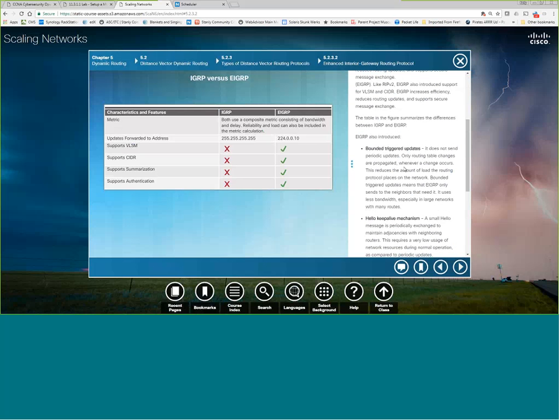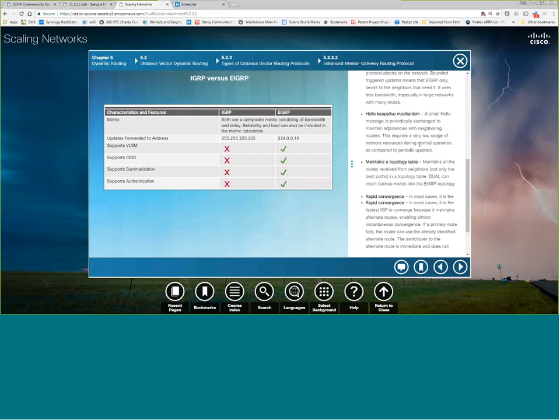EIGRP does, however, have some link state features, such as bounded triggered updates. In other words, EIGRP doesn't send its route table out every X amount of seconds. It only sends it out when there are changes. Now, there is a timer at a certain point where we'll send it out, but for the most part, it only sends it out when there's a change to the route table.